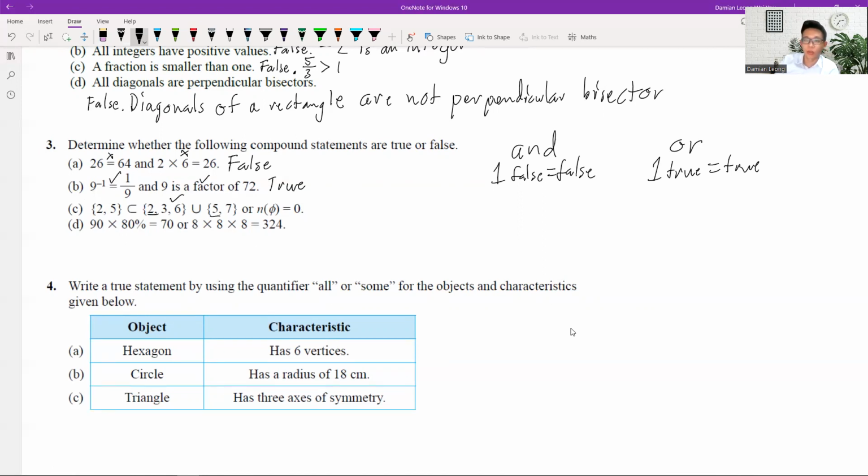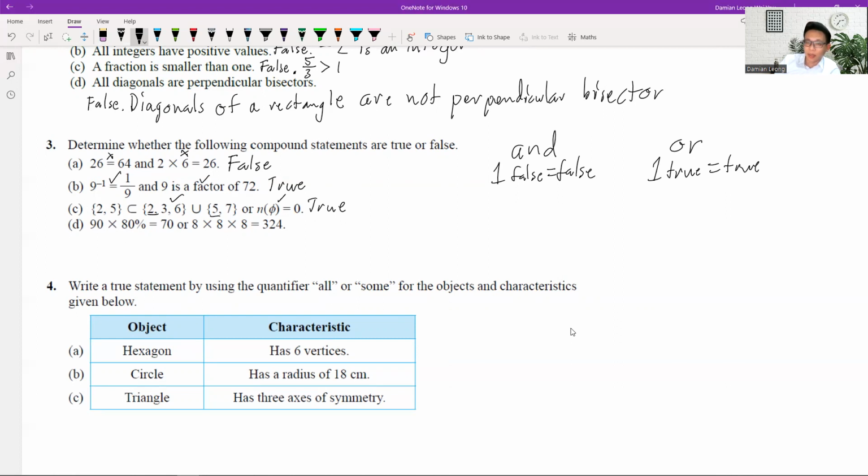So this is true. Then n of an empty set equals 0. Number of elements, that means the number of elements in an empty set is 0, which is also true. Definitely is true.